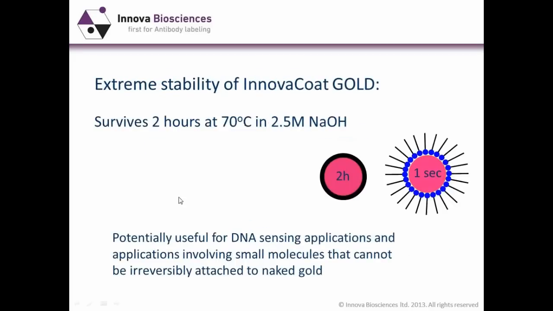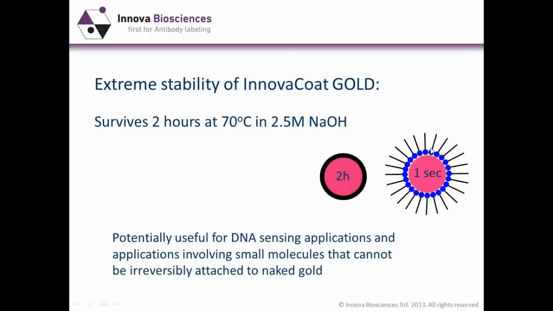Probably worth mentioning at this point the extreme stability of Innova Gold. It will survive 2 hours at 70 degrees C in 2.5 molar sodium hydroxide. So this is a pretty extreme QC test that we use.